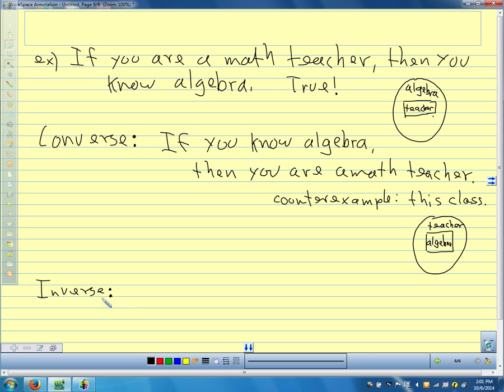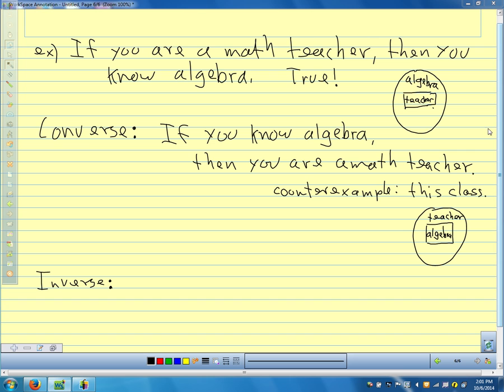So to form the inverse, we want to negate the original conditional. So how are we going to negate the original? If you were not a math teacher, then you do not know algebra. Correct.